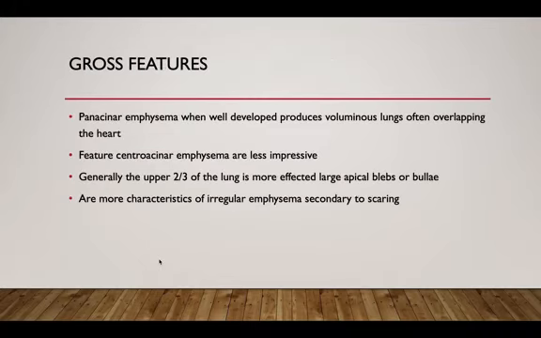It's a combination of centriacinar and panacinar emphysema. Then we have the gross features of emphysema. Panacinar emphysema, when well developed, produces voluminous lungs, often overlapping the heart. The features of centriacinar emphysema are less impressive. Generally, the upper two-thirds of the lung is more affected. Large apical blebs or bullae are more common characteristics of irregular emphysema secondary to scarring.